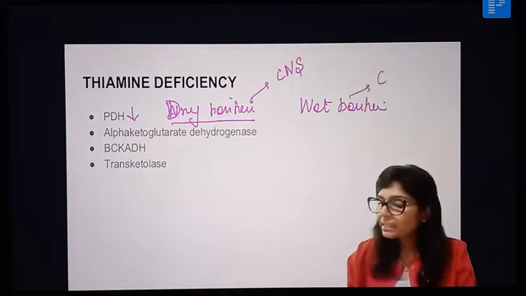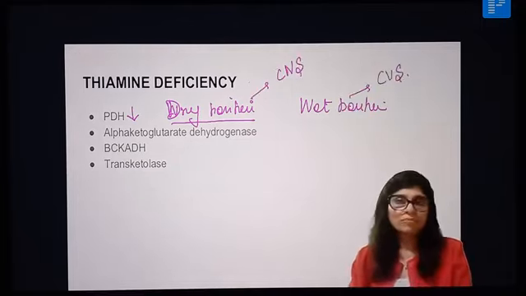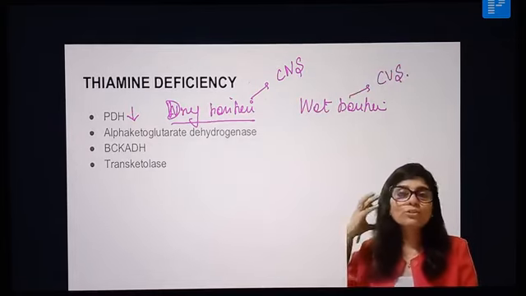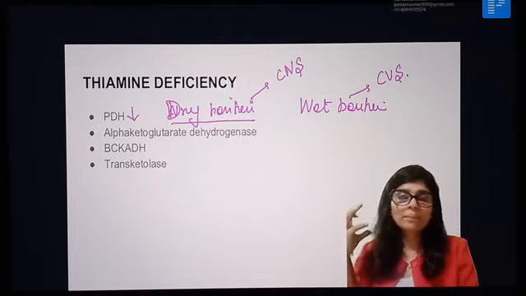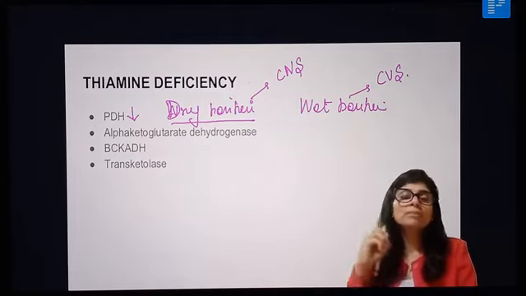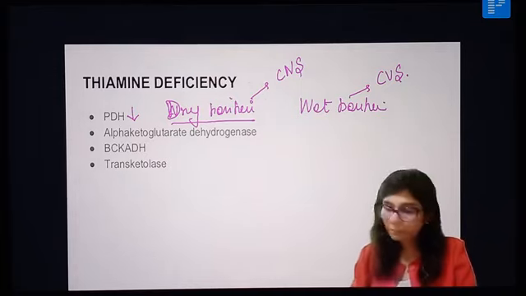In wet beriberi, CVS will be involved. Neuronal affection causes dry beriberi. Why should neurons get affected whenever there is thiamine deficiency? Because glucose cannot be used by neurons, because the PDH complex does not work.